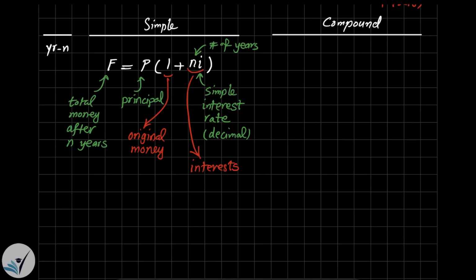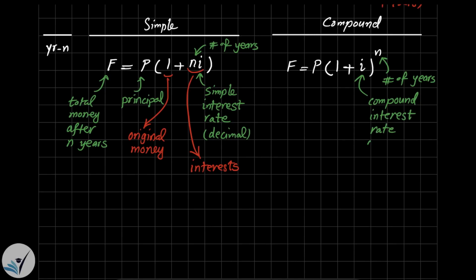And the equation that gives us the total money for compound interest is F, the total money, equals P, the principal, times open parentheses 1 plus I to the n. In this equation, n is the number of years, I is compound interest rate, and it is in decimal. P is principal, and F is total money after n years.